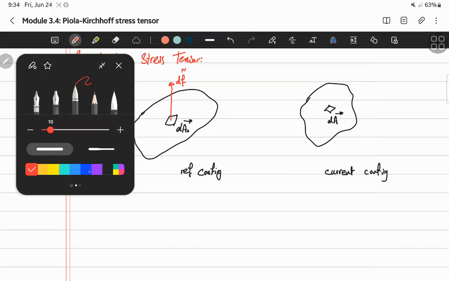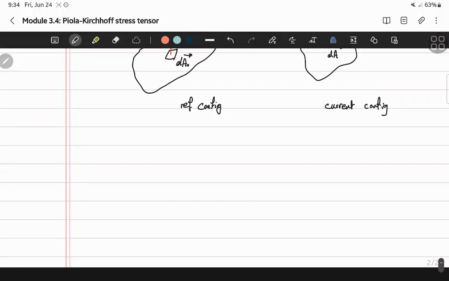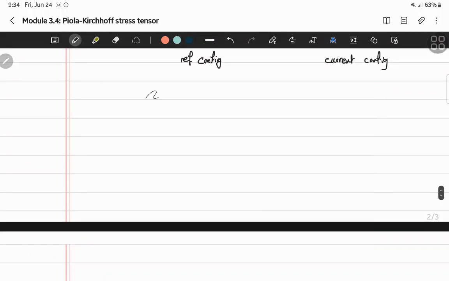So let us define df tilde as T tilde dA0. And here we have T tilde as T capital tilde, which is the second Piola-Kirchhoff stress tensor. And here we have N0 again, because we are in the reference configuration.